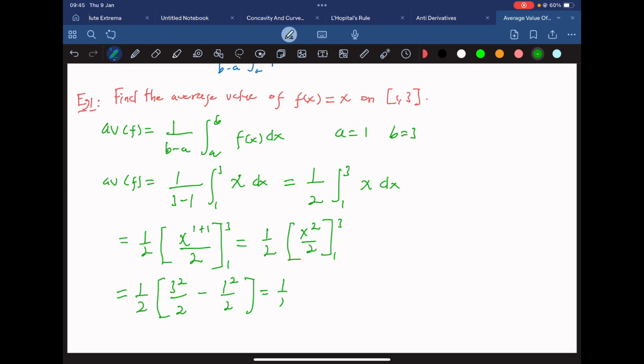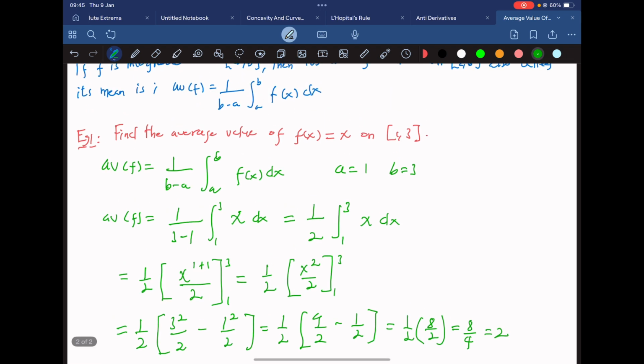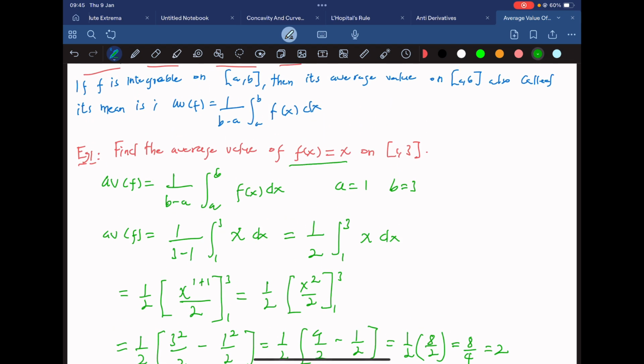So this is just 1 over 2, and 3 squared is 9, and 1 squared is 1. So if we subtract 1 over 2 from 9 over 2, we get 8 over 2. And if we multiply this, we have 8 over 4, which is just 2. So the average value of this f of x on this interval is 2.